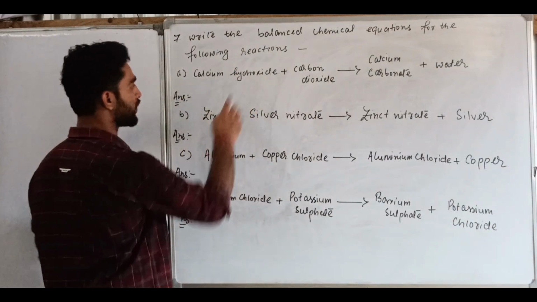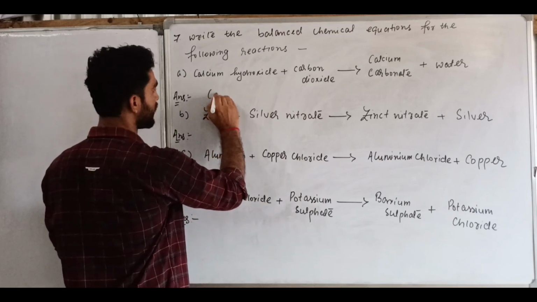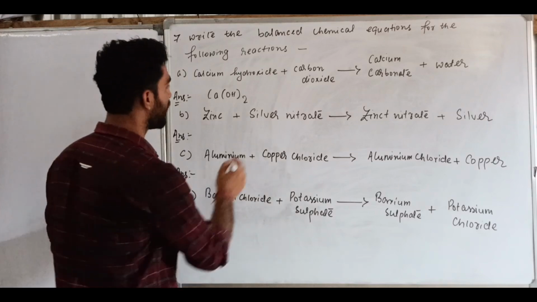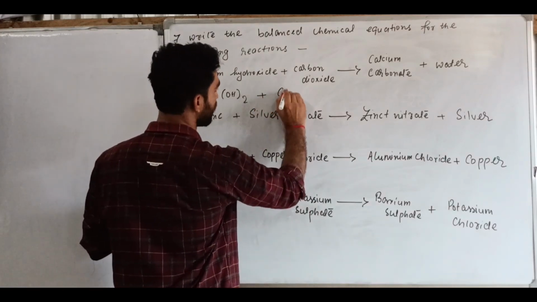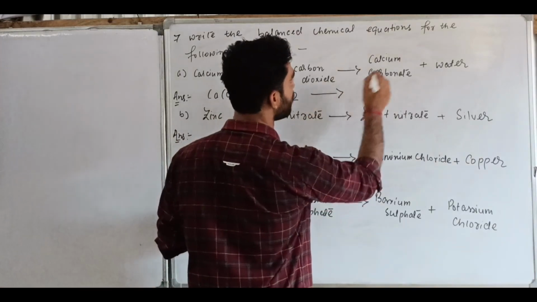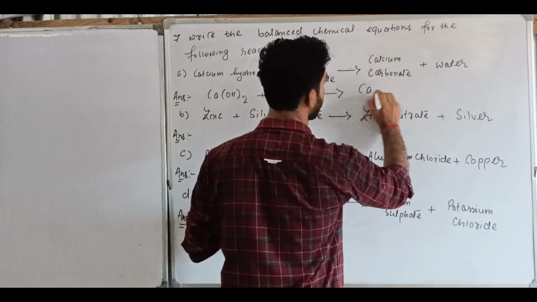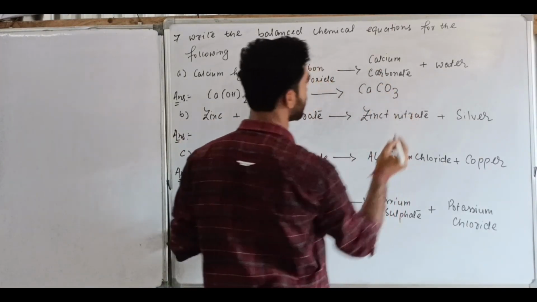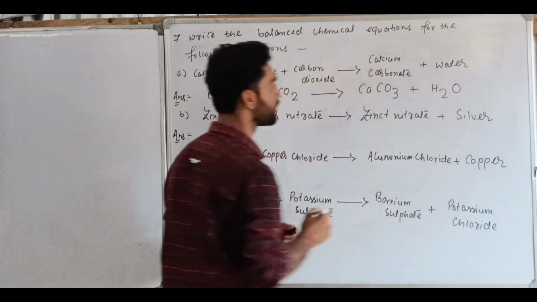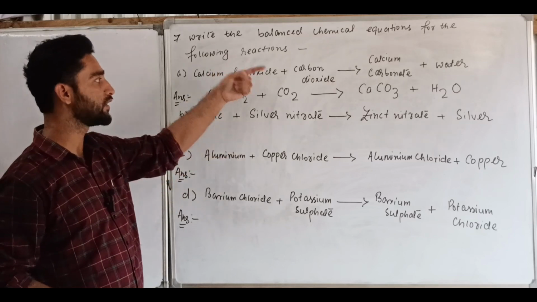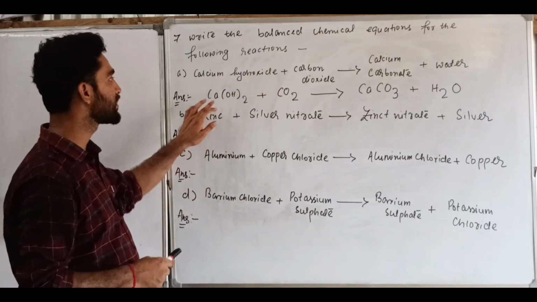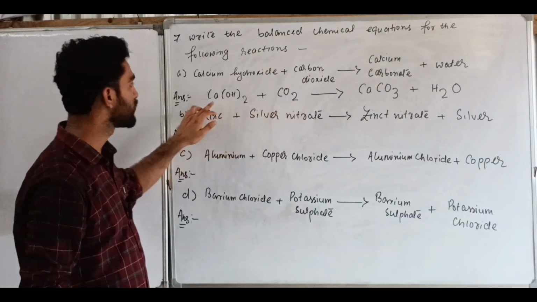So calcium hydroxide. Formula of calcium hydroxide is Ca(OH)2. Calcium hydroxide reacts with carbon dioxide, CO2. They form calcium carbonate. Calcium carbonate formula is CaCO3 plus water. So first you have to convert the word equation into chemical equation, then you have to balance. Now try to balance. So first try to balance the metal. So identify the metal. So calcium is the metal.